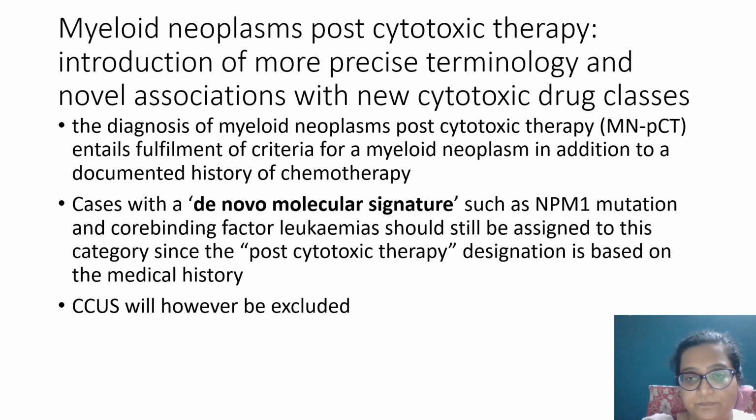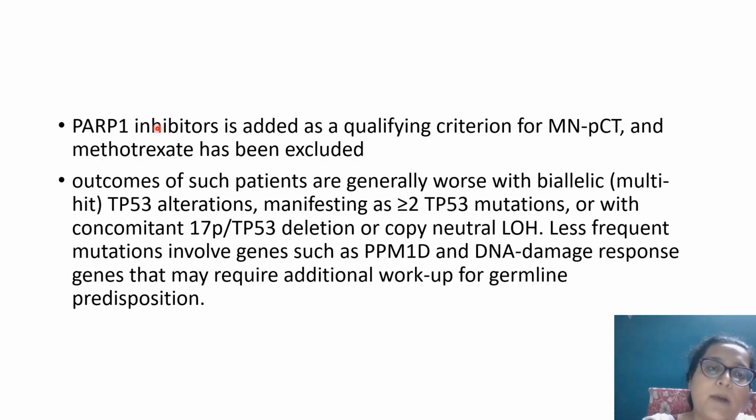Alright. PARP1 inhibitor has been added as a qualifying criterion for MN-pCT, and methotrexate has been excluded. So if you are developing something after CCUS or methotrexate therapy, then do not label it into this category. But otherwise, if any other post chemotherapy with a germline mutation history is available, then please put it in this category rather than getting confused about putting it into germline mutation. You have to put it in post therapy.